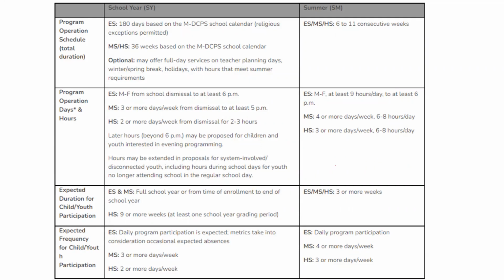Is it the K through 12 universal one, or is it the system-involved youth, or is it both? Because what you select there will trigger what opens up next. So they're not necessarily two very distinct pieces, it's just the starting point. I don't know, Rachel, if you want to add to that.